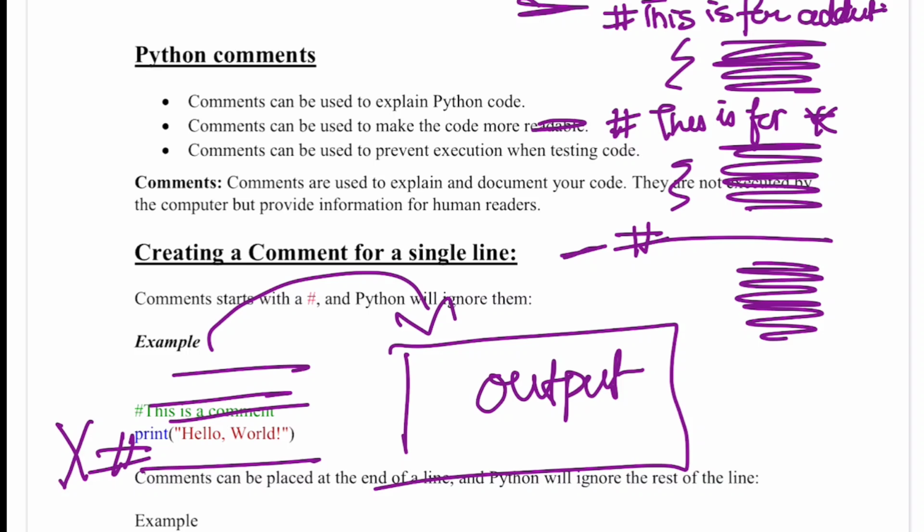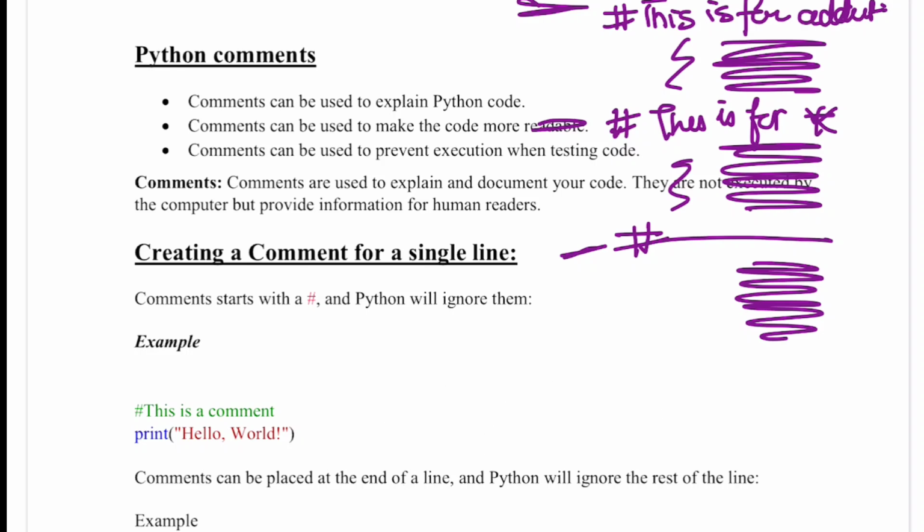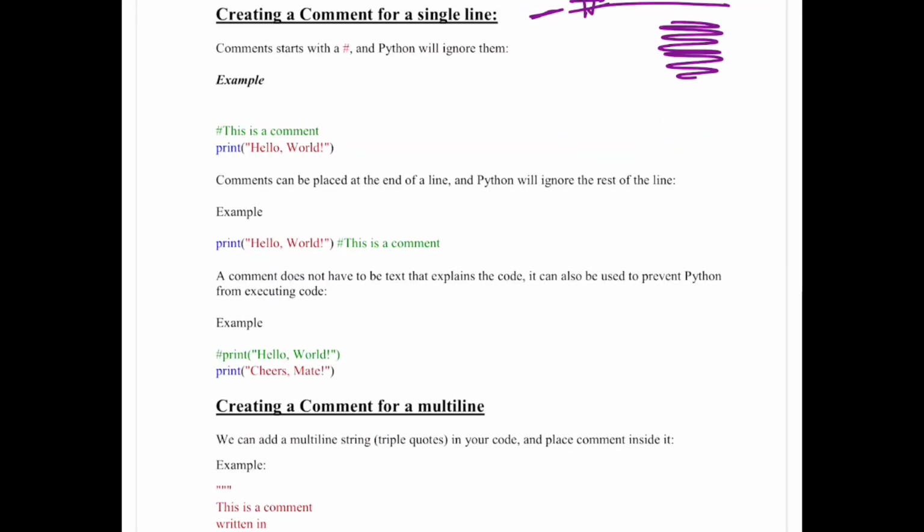Now we have two types of comments, single line comments and multi-line comments. A comment written in one line like this is a single line comment, and a comment written in more than one line, like 1, 2, 3, is a multi-line comment. Now for single line comments, we use the hashtag symbol, and for multi-line, we use the triple inverted commas or quotation marks.